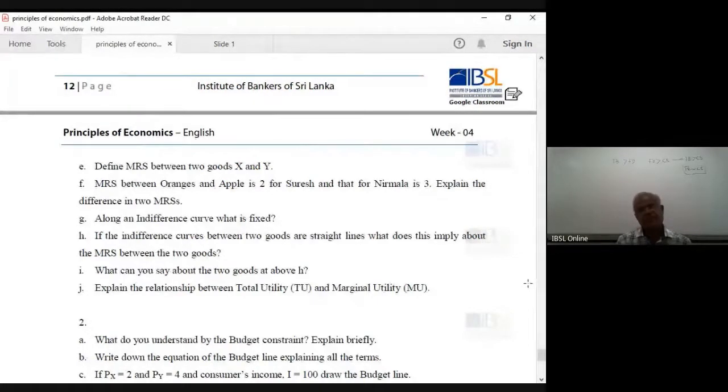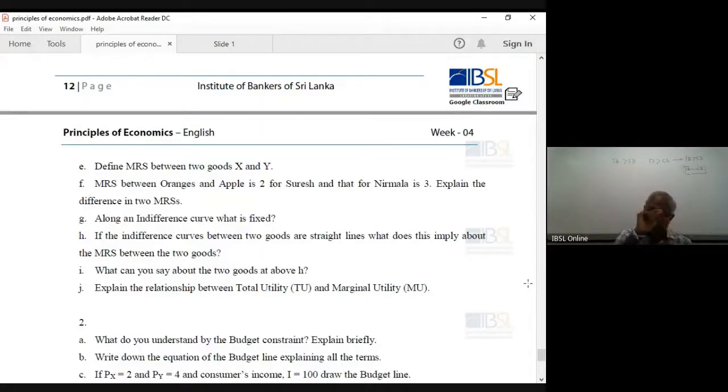Part J. Explain the relationship between total utility and marginal utility. What is total utility and marginal utility? Total satisfaction and marginal satisfaction. Remember this curve? Total utility increases, attains the maximum point and then decreases. The marginal utility curve continuously decreases. Now what will happen?